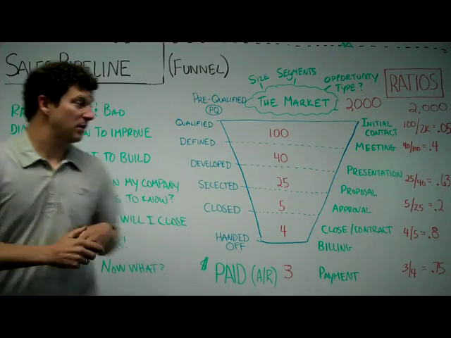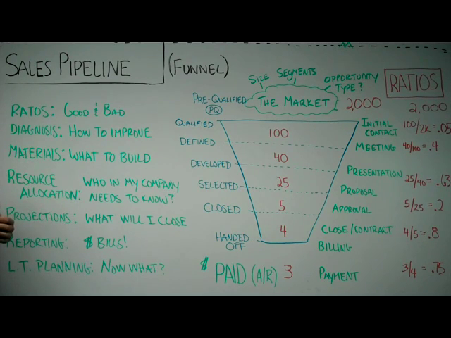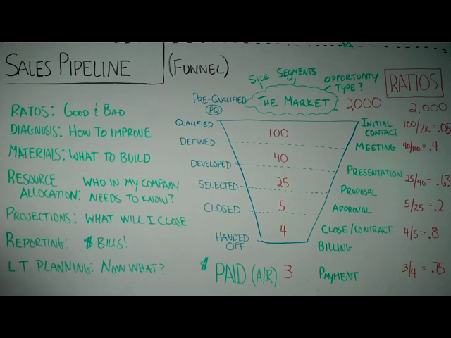So hopefully it's clear that maintaining an accurate pipeline, and thinking hard about each of those levels and how you define them, is really important. Because how do I know what I'm doing good or bad? How do I know what to improve? How do I know what to build to improve it? Who do I put on the case internally in my company? What am I going to close? Am I going to generate any revenue? All of that flows out of it.